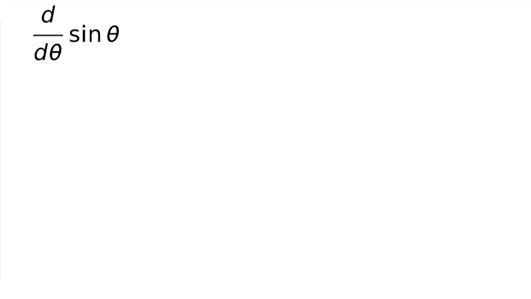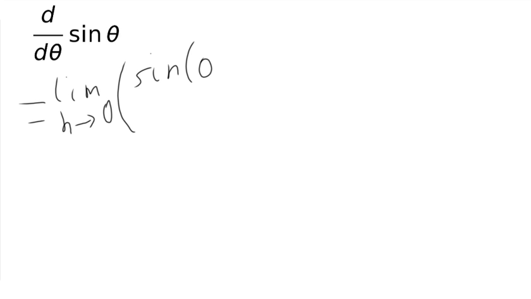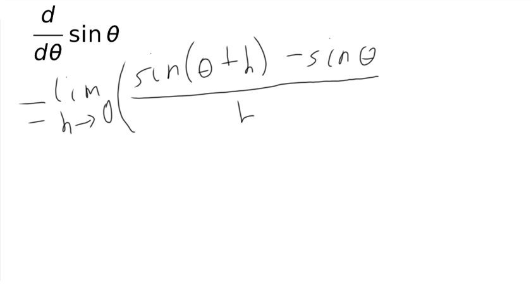So we'll find the derivative of sine theta using the definition of derivative. So we know that the derivative of a function is the limit as h goes to 0 of the function evaluated at x, which in this case is theta, plus h, minus the function evaluated at x, or theta, all divided by h.